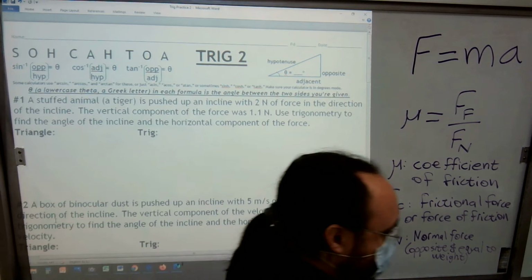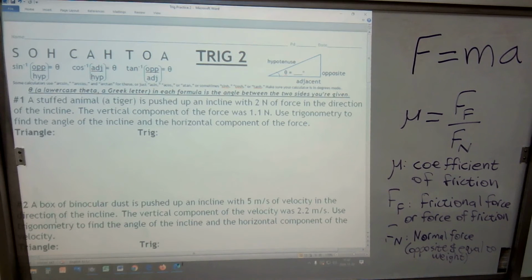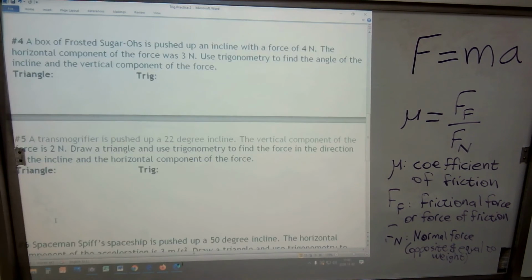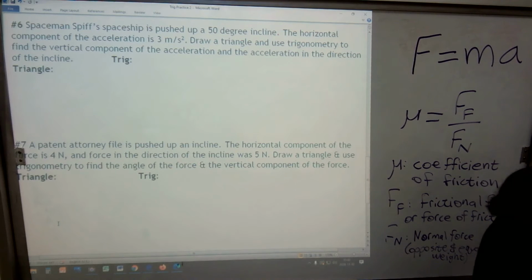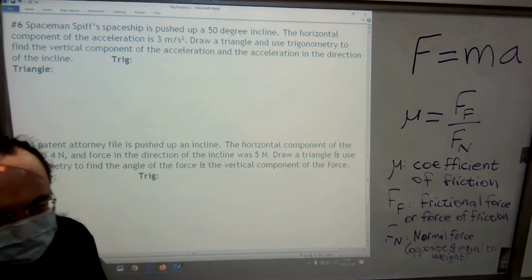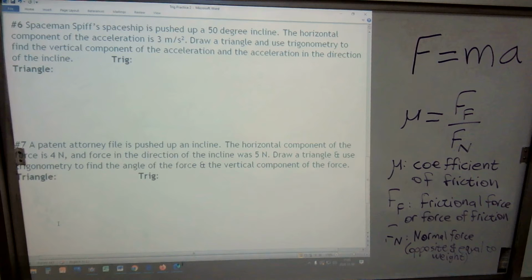Anyway, I'm going to do one of these. Oh, I forgot to say this last time. These questions have a theme. See if you can figure out what it is.